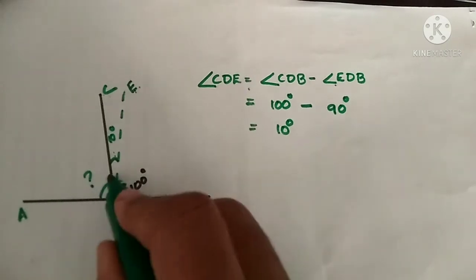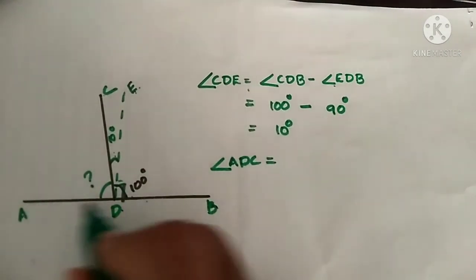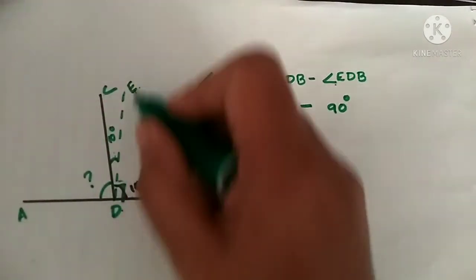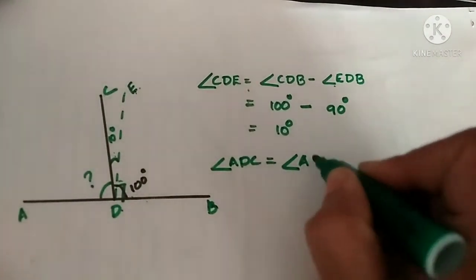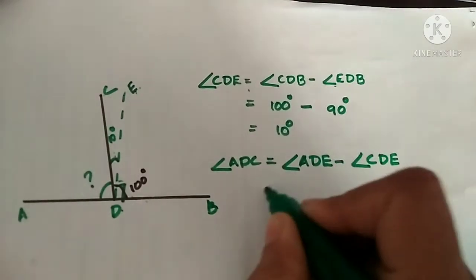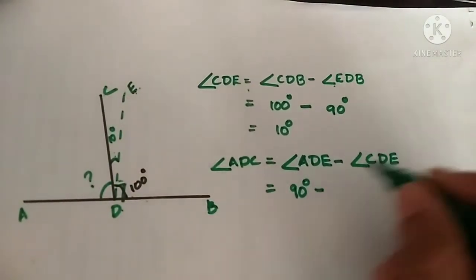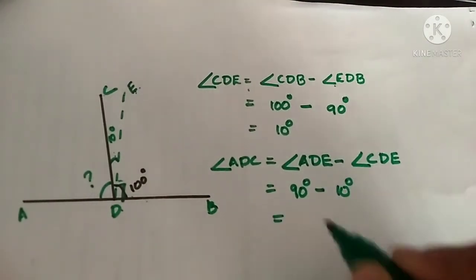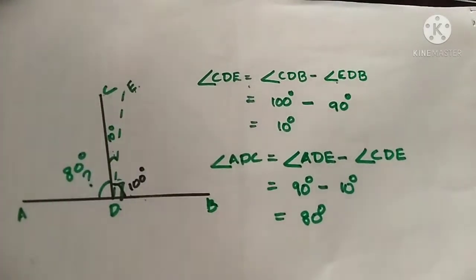Now we can find how much is this. Angle ADC is equal to, from the whole 90 degree ADE, we need to subtract this CDE. Angle ADC is equal to angle ADE minus angle CDE, that is equal to angle ADE is 90 degree minus angle CDE is what we found, that is 10 degree, that is equal to 80 degree. So this much is 80 degree.